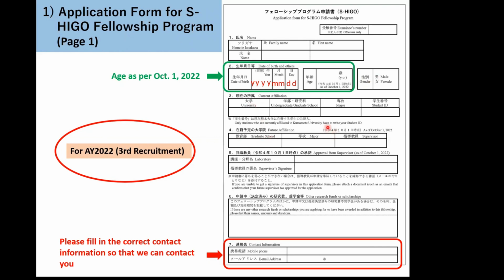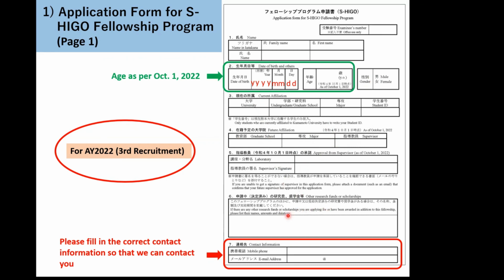So if you are going to enter the PhD course on October 1st, what will be your major, who will be your lab supervisor. Okay, and to apply for this program, we also need approval from your supervisor. So please write the laboratory's name, and you need a signature from your supervisor to apply to the program.